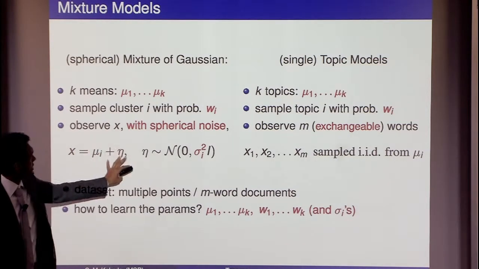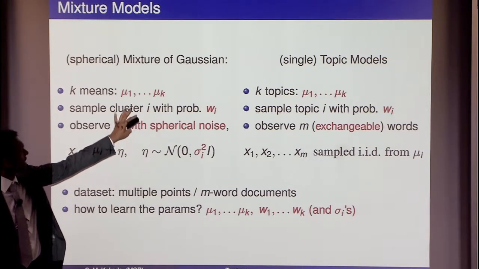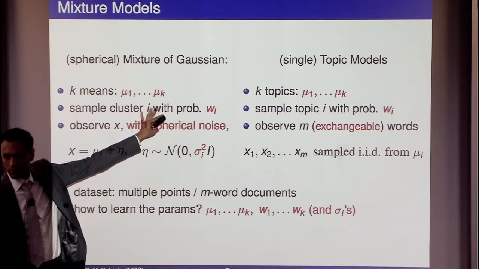OK, so let's look at a simple version of the Gaussian mixture problem. The parameters are means, which are denoted by mu1 to mu k.